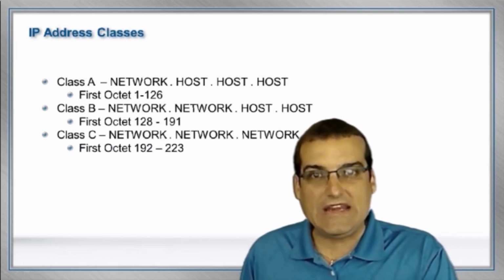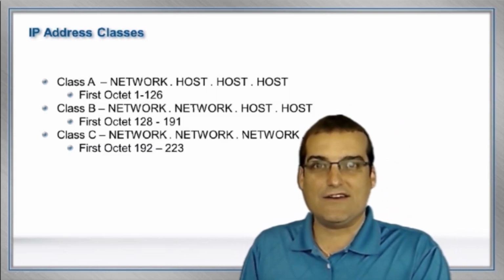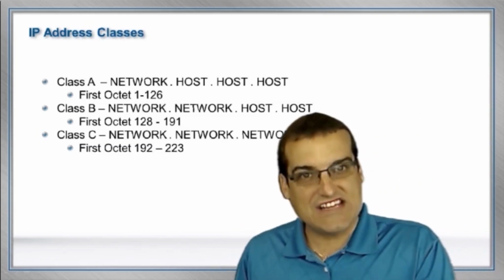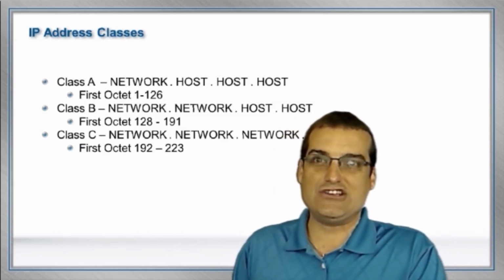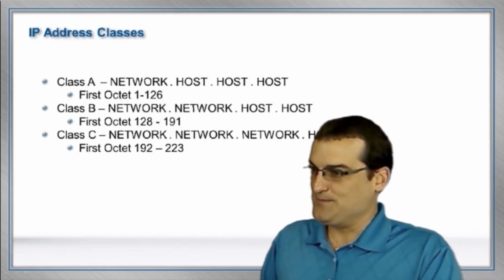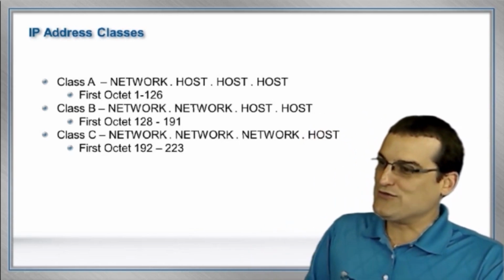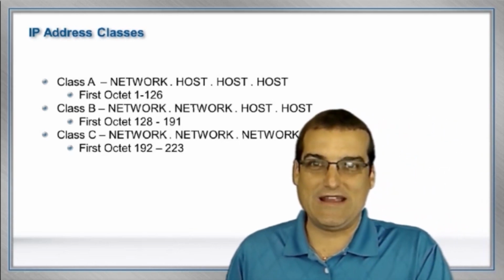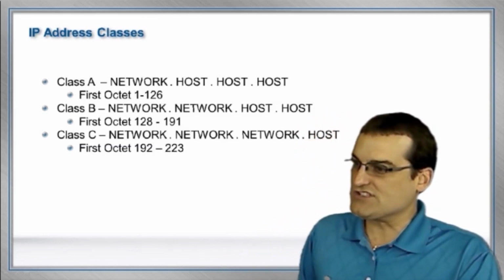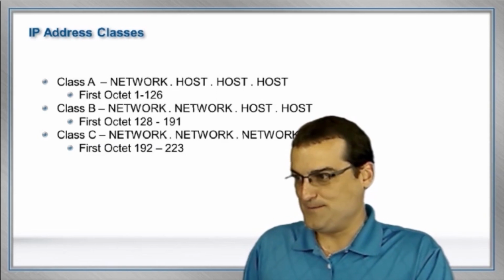A Class B address has 128 to 191 in that first octet, and it has network, network, host, host. 16 bits for network identification, 16 bits for the host identification. And then finally, the Class C. We have network, network, network, host. That's 24 bits for network addressing and just 8 bits for host addressing. And the first octet will fall from 192 to 223.